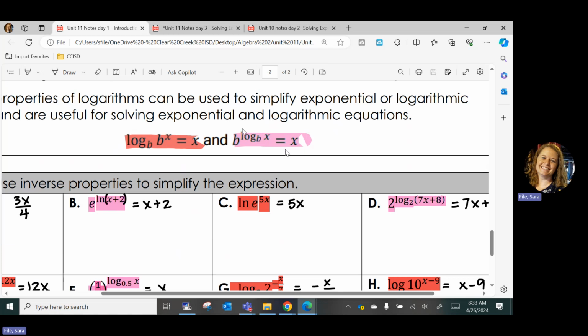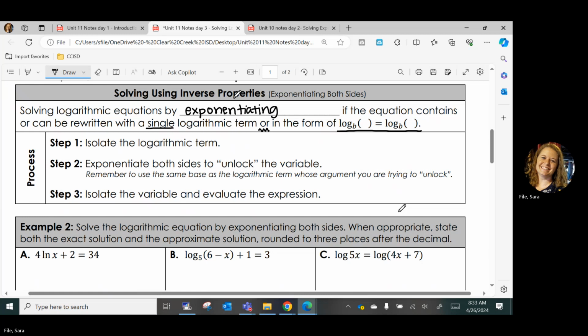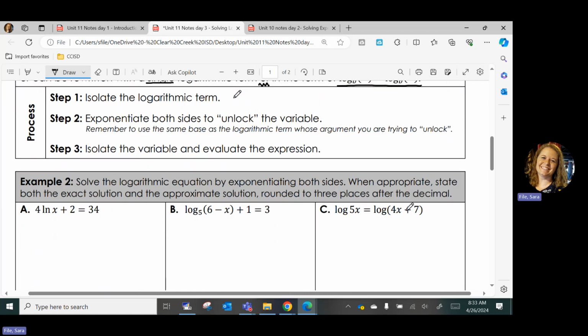So that's the whole point of what we're doing here. We're going to rewrite it in this format to get rid of the log, so that we're left with the argument to solve for x. That's the goal here. I'm going to write that off to the side. We're trying to get a base raised to the power of log base b of x so that we're just left with the x. That's the goal of exponentiating. Now, in example 2a, we're going to try that.